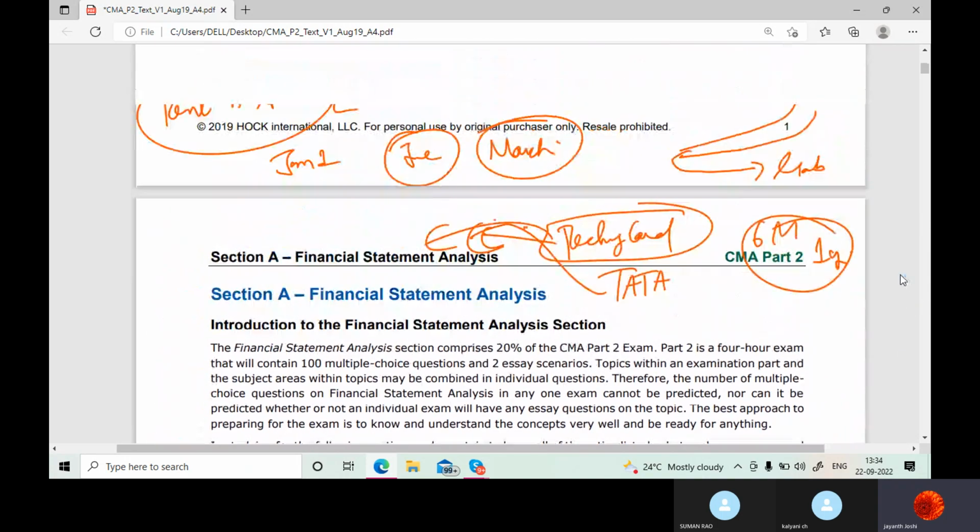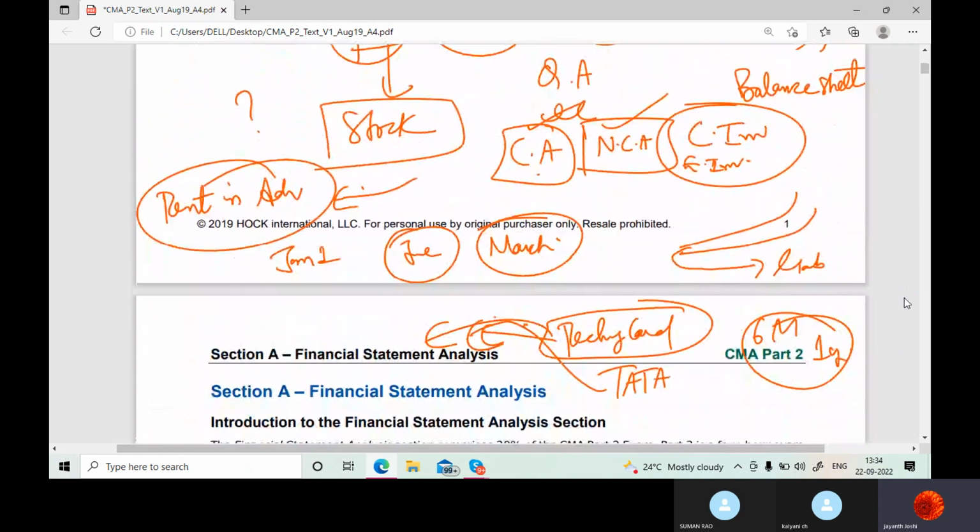So did you make the note of all these things? Any doubts? If you want to raise any doubts, if you have any query, you can ask me right now. Yes, any doubts?